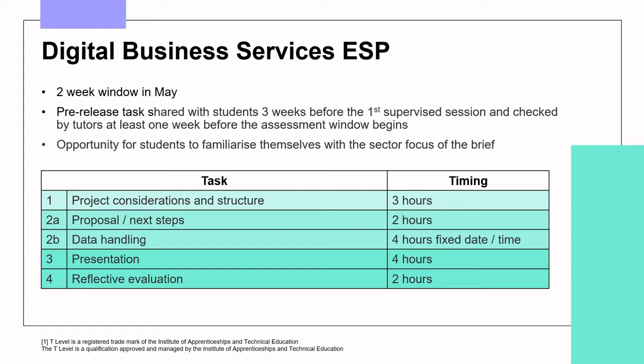Task 2B is about handling the data, cleansing it, analyzing it, transforming the data into a meaningful output, etc. And there may be other supporting documents needed, for example, an entity relationship diagram. Task 3 is about communicating ideas to different audiences, technical and non-technical audiences, which is achieved via the production of a presentation. Task 4 is a reflective evaluation, in which students consider the project and how well it went, and how well they met the needs of the brief.